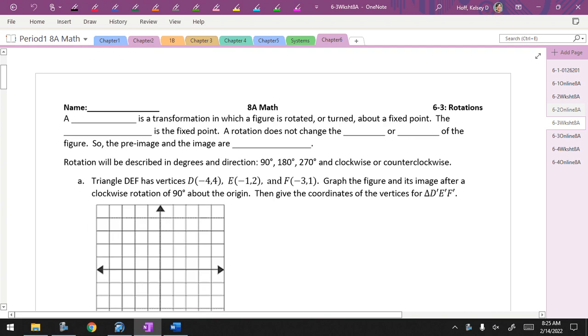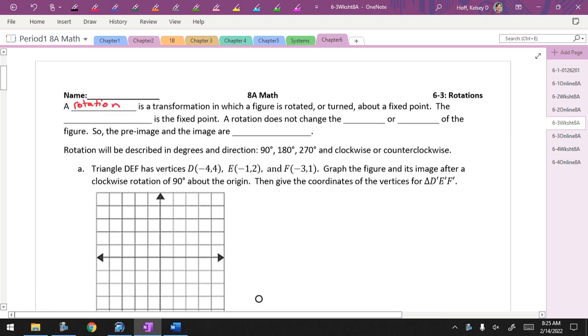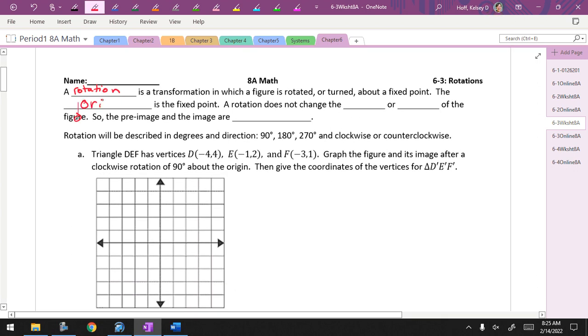Rotations today. We're going to do work with rotations. A rotation is a transformation in which a figure is rotated or turned about a fixed point. Speaking of basketball, it's like your pivot foot. One part has to stay and the rest spins around. If I spin a full circle, how many degrees is that? 360. Very good. The origin is the fixed point. We are spinning everything around the origin.